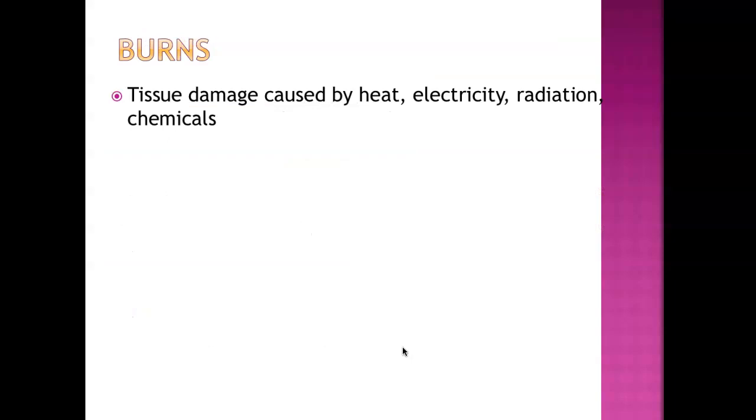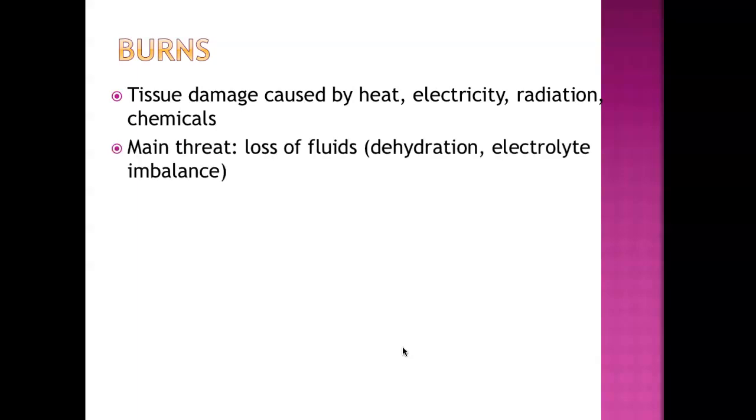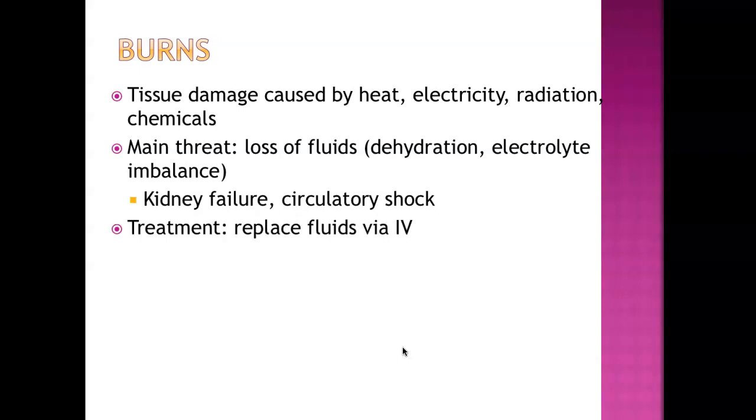I want to talk a little bit about burns. This is our second type of skin disorder. Burns are tissue damage caused by heat, electricity, radiation, or chemicals. The main threat that burns pose is that they can cause major loss of fluid, dehydration, and electrolyte imbalance. Dehydration and electrolyte imbalance are going to lead to kidney failure and circulatory shock. Blood volume can go way down, and circulatory shock means your cardiovascular system isn't able to deliver oxygen appropriately to your organs. Then all kinds of problems are going to happen.